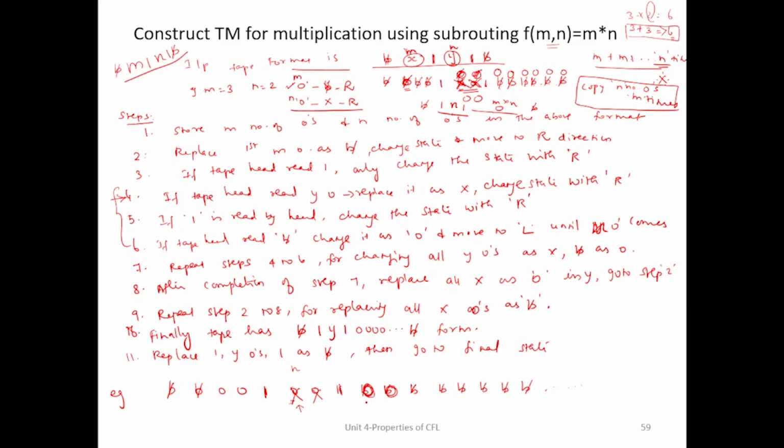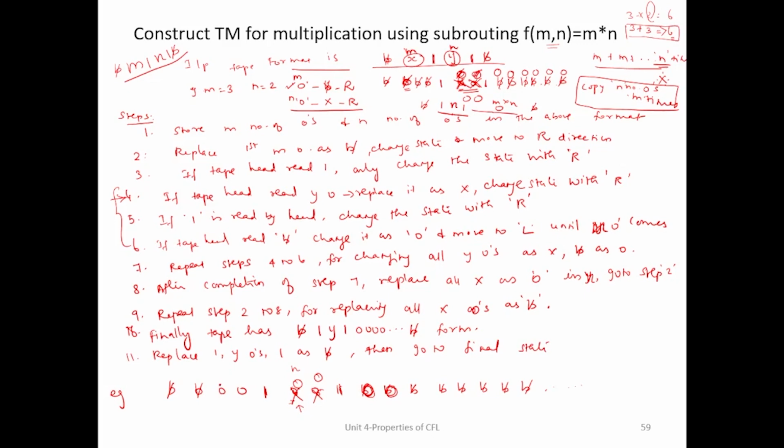So I change the first 2 consecutive blank spaces to 0. So the process is over. And we should go to the m number of zeros and do the same process. So if you want to do the same process, the replacement of x should come back to the original 0 value. So that is available in the 7th step. Repeat steps 4 to 6 for changing all zeros as x and blank space as 0. After completion of step 7, replace all x as 0 in that n value. Then go to step 2 for the second process.